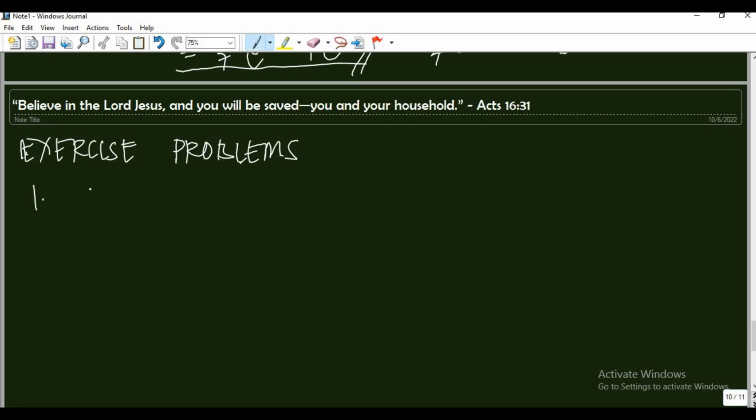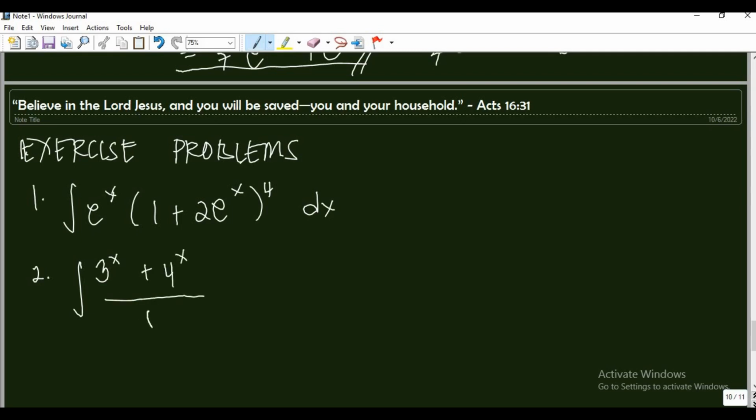So try to solve this. The integral of e raised to x times 1 plus 2e raised to x, and the whole of this, yung nasa loob ng parenthesis, is raised to 4 dx. Try to solve this. Also, try the integral of 3 raised to x plus 4 raised to x over 5 raised to x dx. Now, in this problem number 2, magkakaiba po yung bases, pero pare-pareho sila ng exponent. So, dito sa may number 2, magagamit po natin dito yung the integral of a raised to x dx.